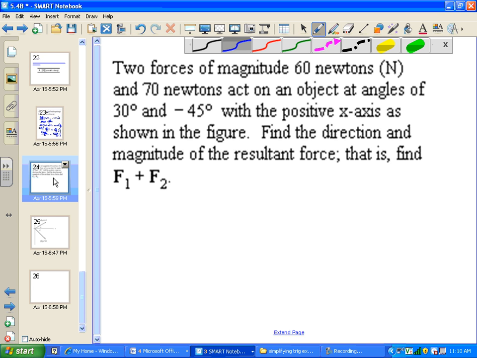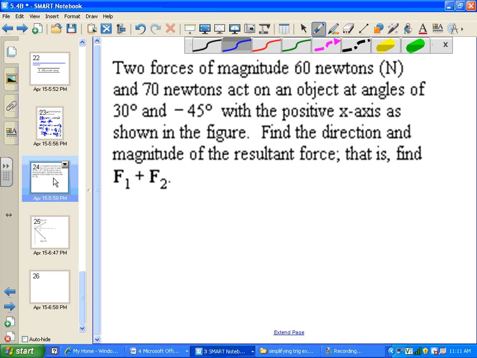All right. Now look at this. You have two forces of magnitude 60 and 70 acting on an object at angles of 30 degrees and negative 45 degrees with the positive x-axis, as shown in the figure. I'll show you the picture in a minute. That's the nice thing, they draw the picture for you. It says find the direction and magnitude of the resultant force. Basically they're asking you to find force 1 plus force 2.